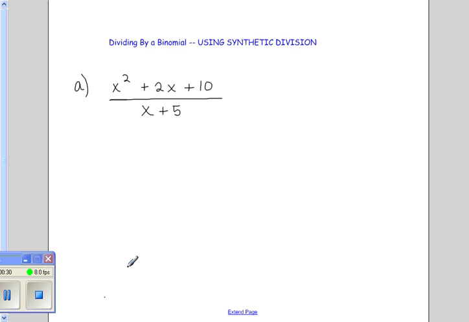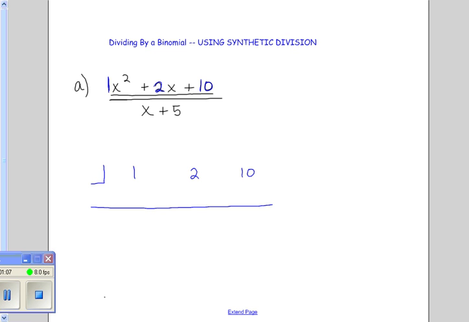For synthetic division, you want to make sure that the polynomial that you're dividing, your numerator, is in the correct order, descending order, highest exponent first. I'm going to look at the coefficients of those terms. So the coefficient of x squared is 1, the coefficient of x is 2, and then I have my constant 10. You take those three numbers and write those out without the variables attached. And this is kind of our setup for synthetic division.